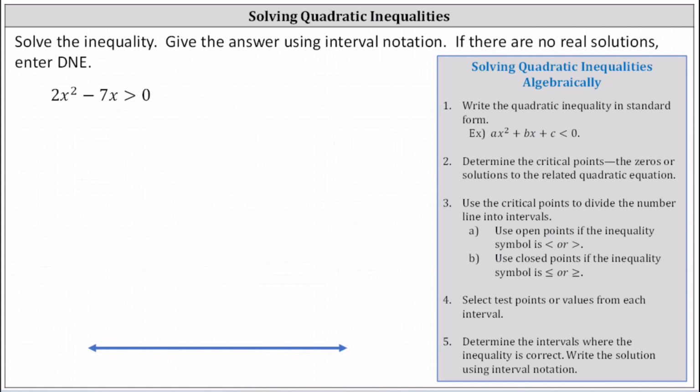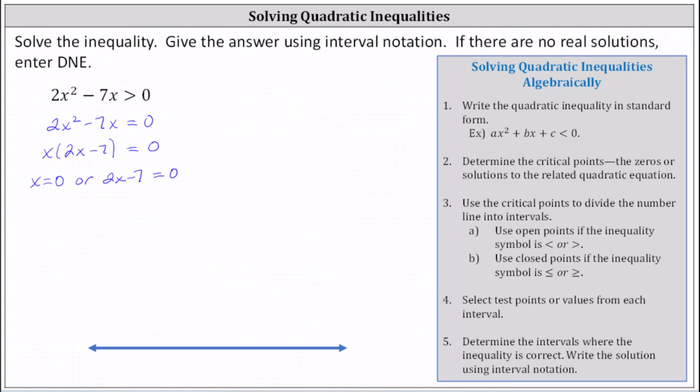Step 2, we determine the critical points, which are the zeros or solutions to the related quadratic equation, which means to begin, we need to solve 2x squared minus 7x equals 0. We can solve by factoring. Let's factor out x, which gives us x times the quantity 2x minus 7 equals 0. The expression on the left is equal to 0 when x equals 0, or when 2x minus 7 equals 0.